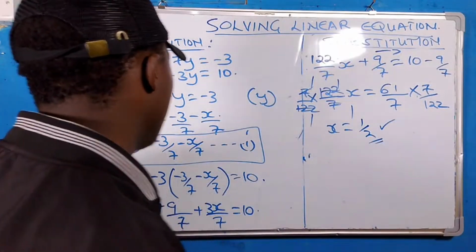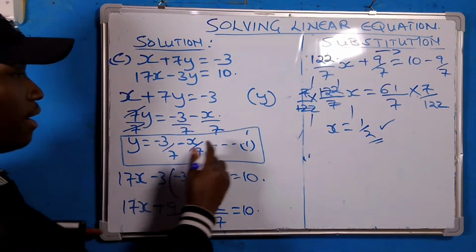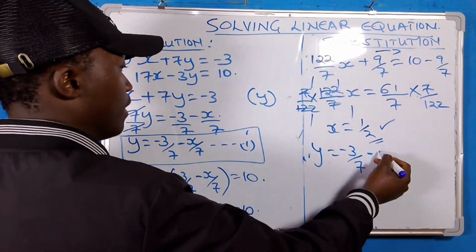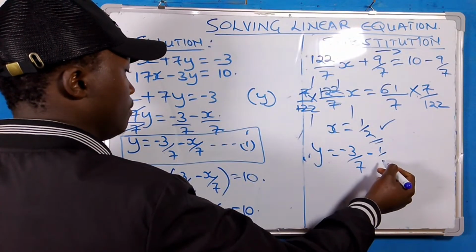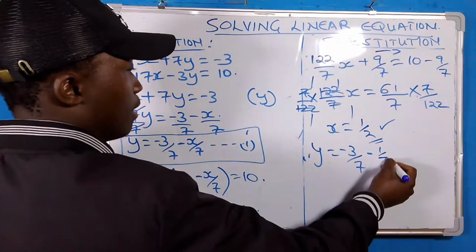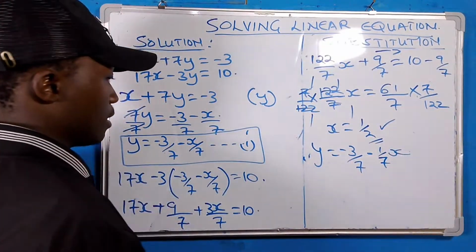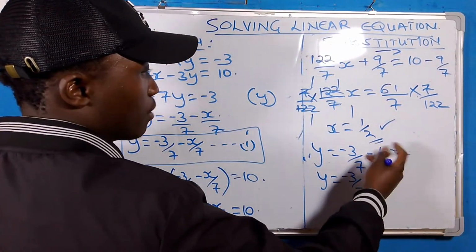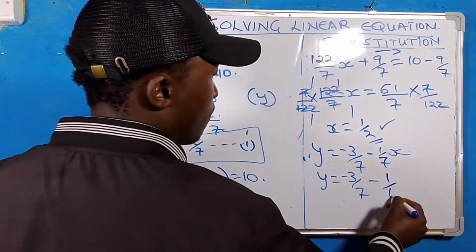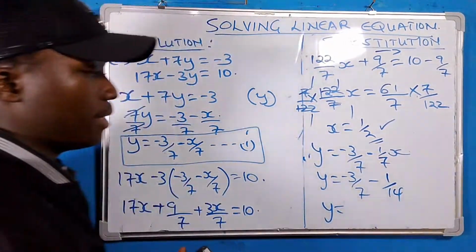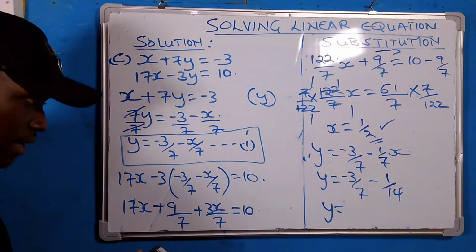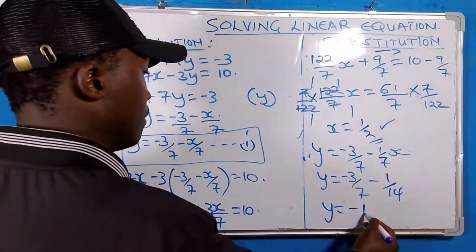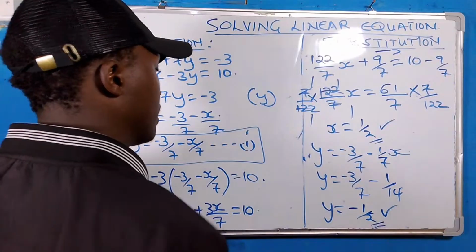Once we get x as a half, we can take our x here and have y is equal to negative 3 over 7 minus 1 over 7 x. So that is going to be y is equal to negative 3 over 7 minus 1 over 7 times 1 over 2, which is 1 over 14. So our y will be negative 3 over 7 minus 1 over 14. That will definitely give us negative a half.